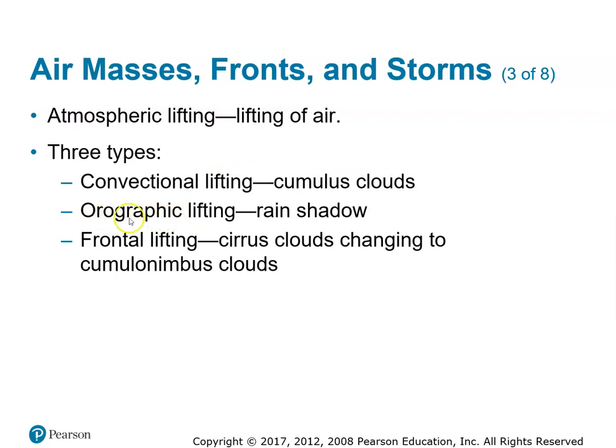Orographic has to do with the shape of the land that the air encounters, and that can cause what are called rain shadows. We'll see that in just a moment. And then frontal lifting. When these huge air masses encounter each other, you have fronts, like a cold front or a warm front. In those cases, you get cirrus clouds changing to cumulonimbus clouds. So there's usually some bad weather coming with these.